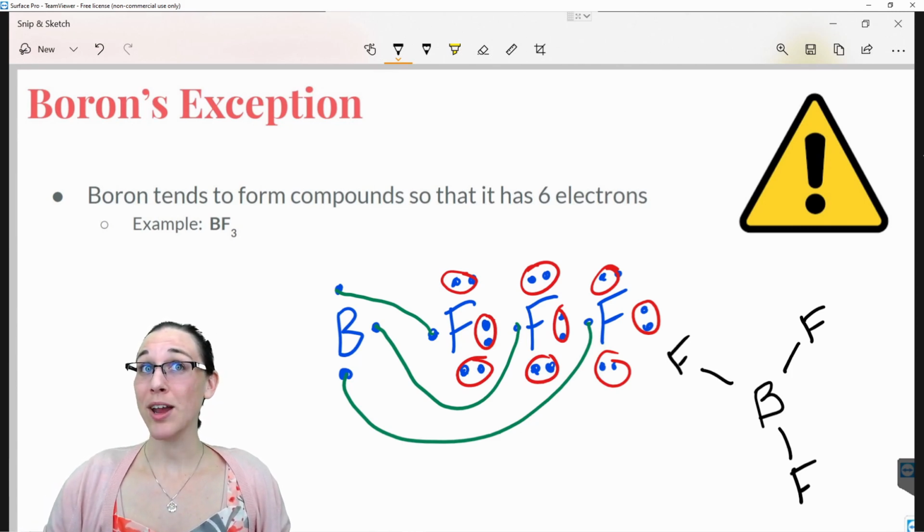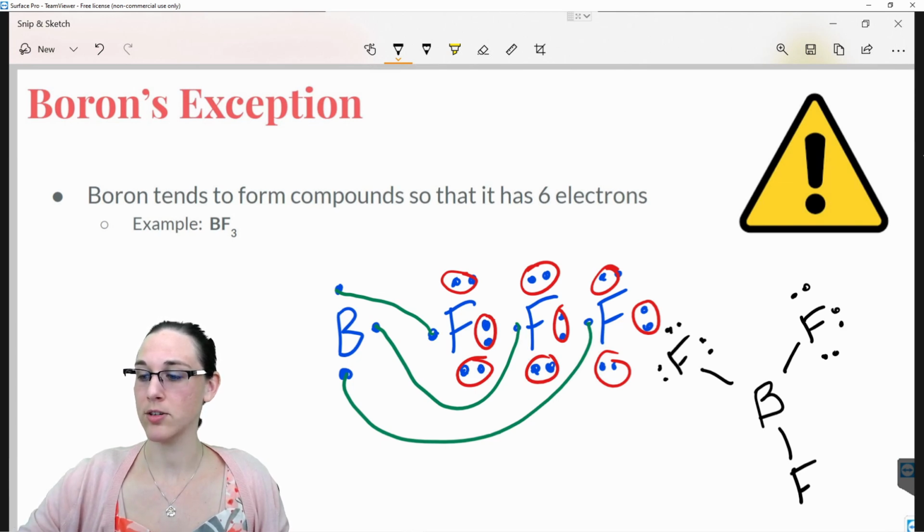And we need to carry over our lone pairs, our lone electron pairs on each fluorine atom. I know it's tedious, but don't skip this step. It's important. It's not complete without all those lone pairs.